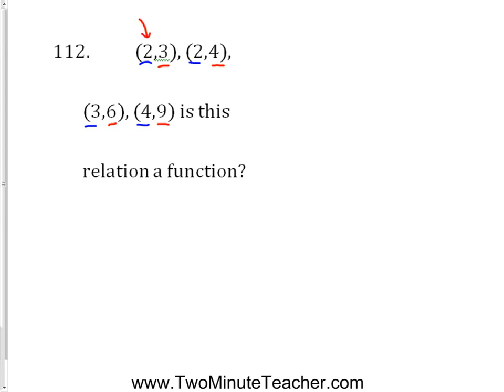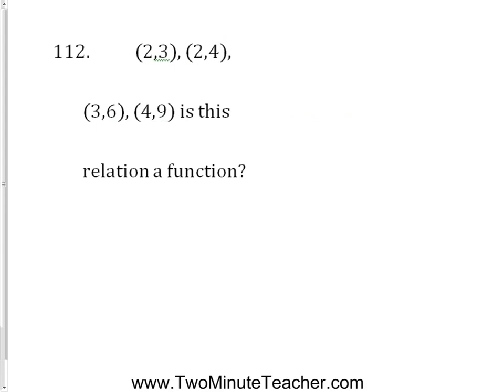And my input of 2 had an output of 3. And then the input of 2 had an output of 4. And that is going to break that vertical line test. Or another way to say it is that one input has 2 different outputs, and that's not supposed to happen. So this is not a function in this case, because it's breaking the rules about inputs and outputs.